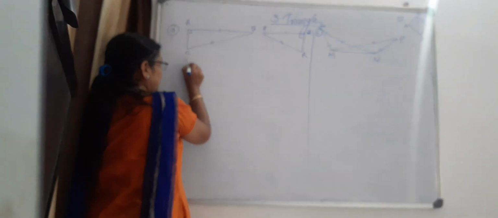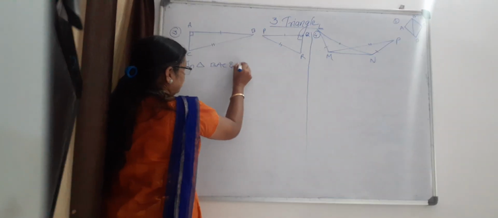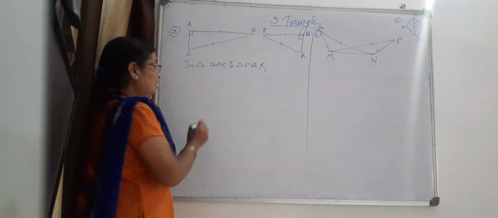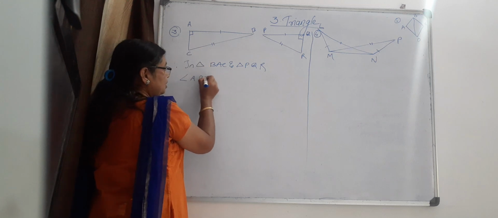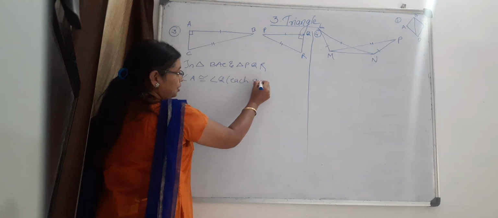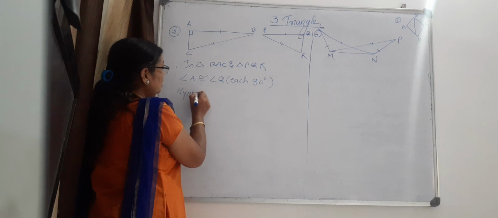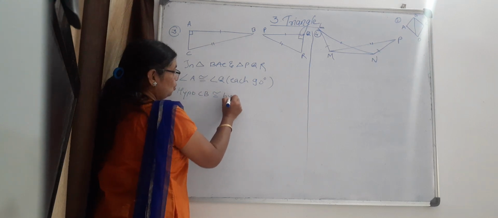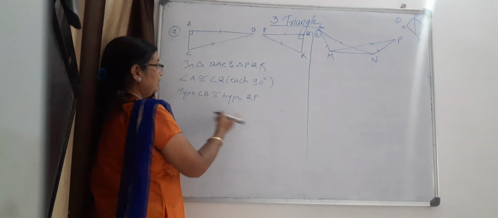First write down always the congruent elements. Now first you have to write down, in triangle BAC and triangle PQR, what is given. Angle A is congruent to angle Q. What is the reason? Each 90. Then which is the hypotenuse? Hypotenuse CB is congruent to hypotenuse QP. That is given.